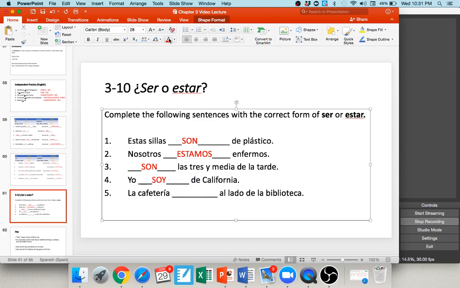Okay, and our last one, number 5. La cafetería blank al lado de la biblioteca. The cafeteria is near or next to the library.